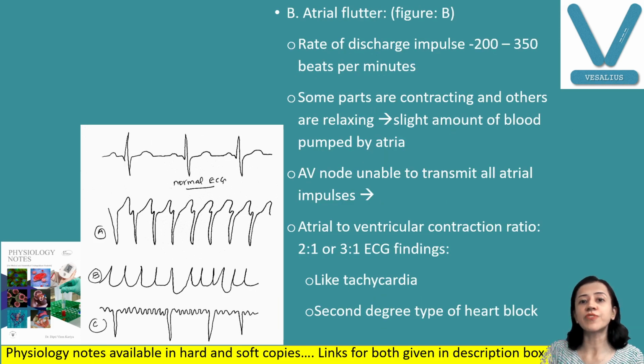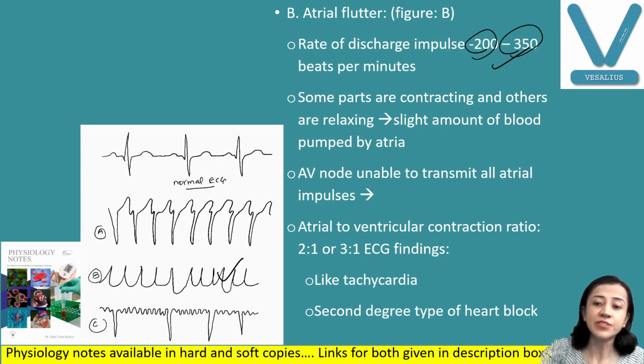The next is atrial flutter. Here the discharge impulse rate from the atria is 200 to 350. Another important characteristic is that some parts of the atria are contracting while others are relaxing, so all the blood will not be pumped from the atria to the ventricle. Therefore the AV node is not able to transmit all the signals, so the atrial to ventricular rate is 2:1 or 3:1. ECG findings are like tachycardia, but sometimes changes like second degree heart block are present.